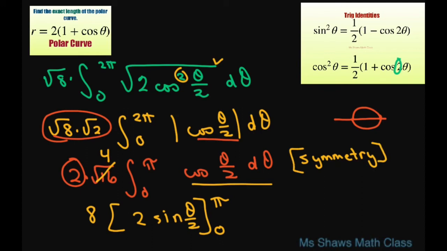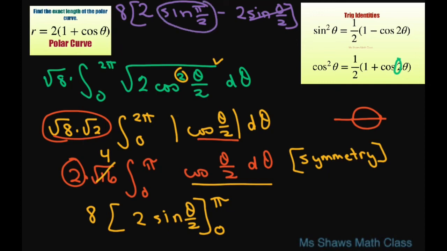All right. Now evaluating this, we're going to have 8 times (2 sine of pi divided by 2, minus 2 sine of 0 divided by 2). So this goes away. Sine of pi divided by 2 is 1. So you're going to get 8 times 2, because 2 times 1 is 2, equals 16. So that's your exact length of the curve.